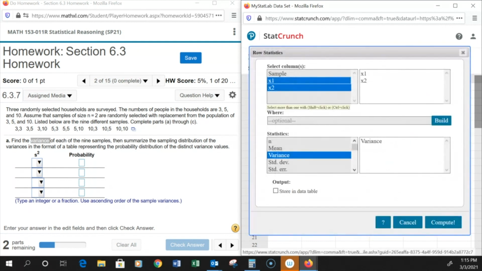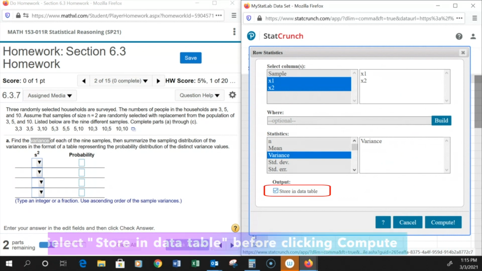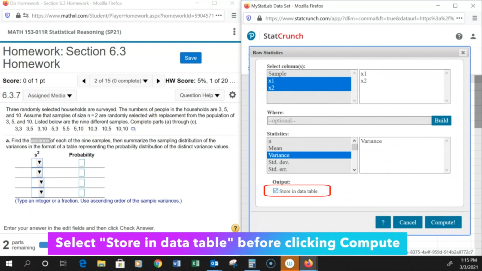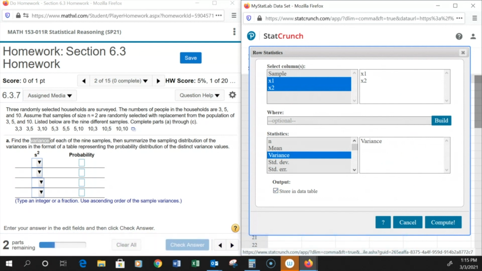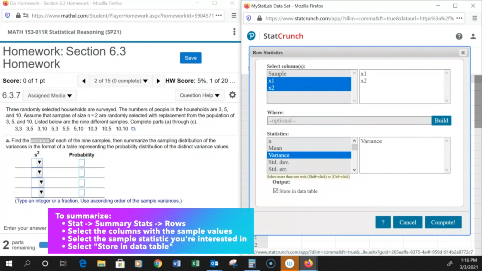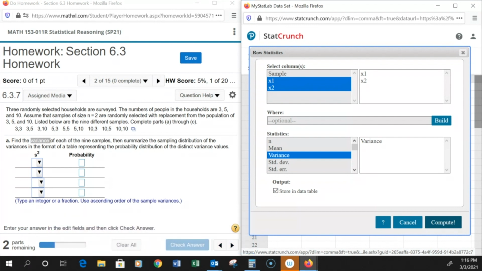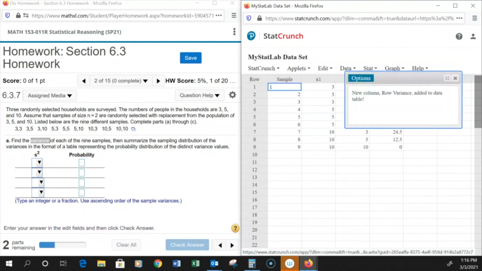What you should do instead is, after you've chosen your columns and chosen variance, make sure you click this little box, store these values in a data table. After you've chosen your columns and chosen the particular statistic that the problem asks you to handle, make sure you check the little box, store in data table. And then when you click compute, what StatCrunch will do is give you a new column, and they called it row variance, and they added it to the data table.